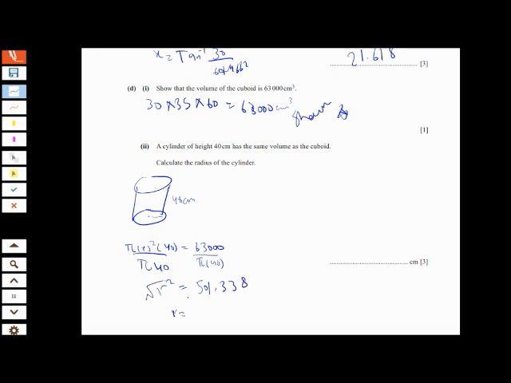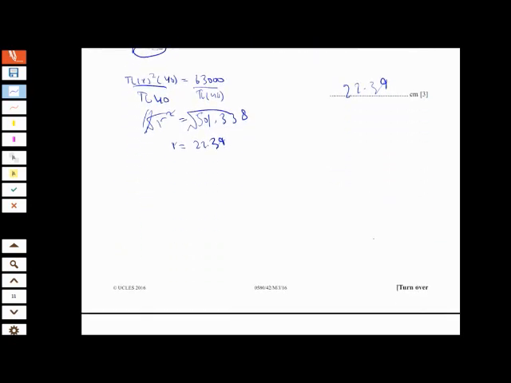Now r equals the square root of both sides to get rid of the square. This will cancel this, and the square root of 501 will give 22.39 centimeters.